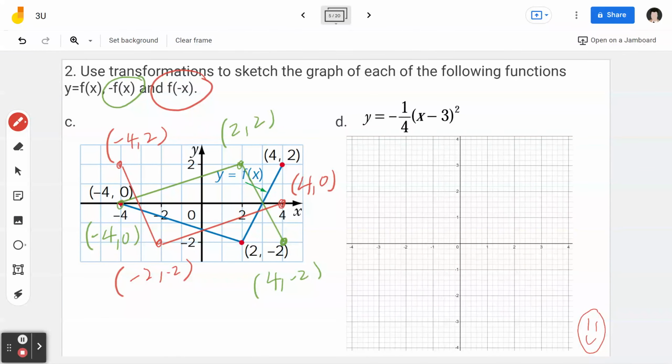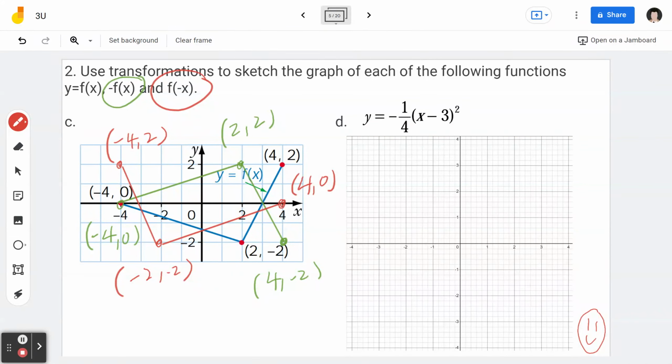Great starter, great finisher. 2D. y equals negative 1 divided by 4 times x minus 3 quantity squared. So I would like you to pause the video and try this. And of course, when you're done and you press play again, I'll be right here.